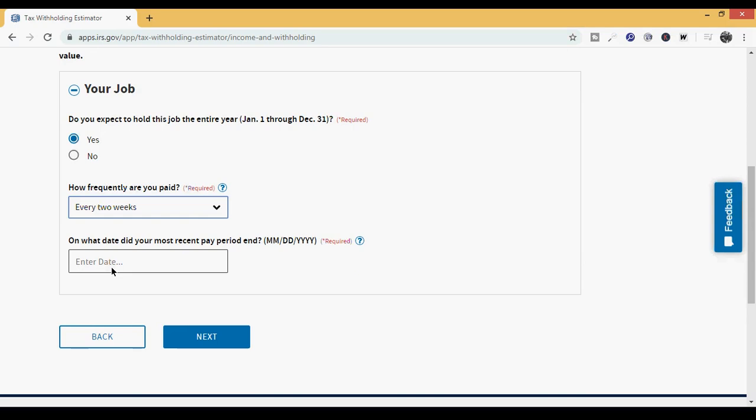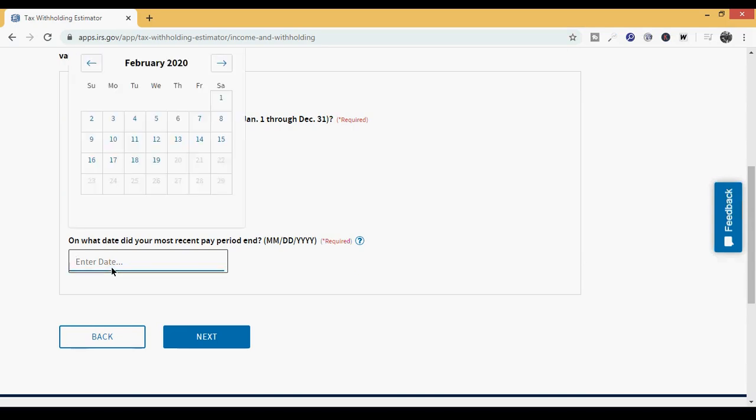On what date did your most recent pay period end? So at the recording of this video, we're in February, so it'll let you know that right now it's the 19th. So their most recent pay period ended. Let's calculate, because I want it to be in alignment with the other videos. Initially, they got paid here on the 3rd, the 17th, the 31st.